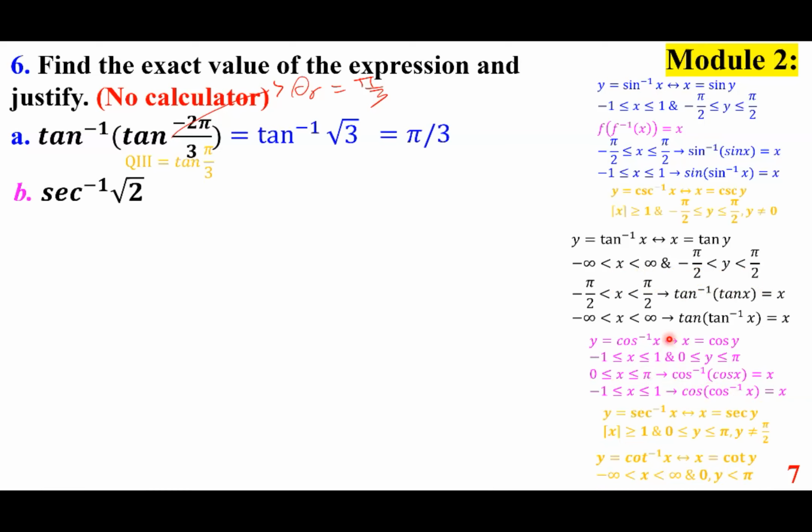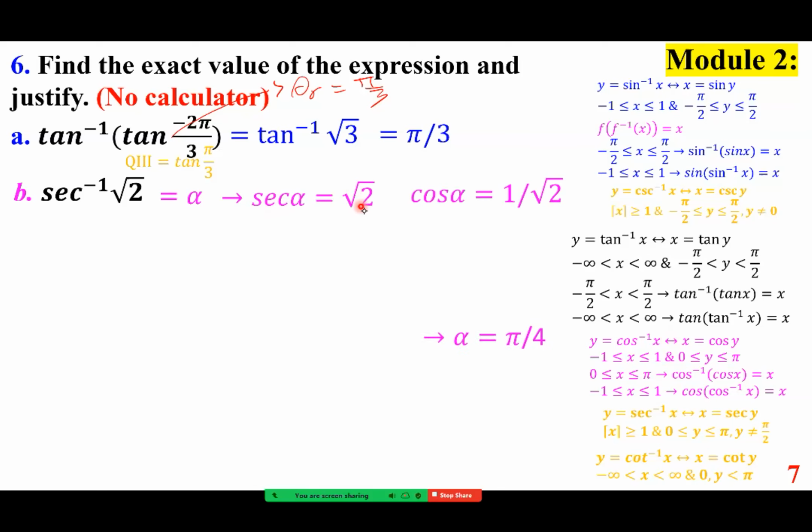Secant inverse of square root of 2, let's say we don't know that, we call it x, y, z, alpha, whatever you want to call it. By definition, secant of alpha is square root of 2. And so, because we are familiar with cosine, we're going to rewrite the reciprocal of this. So cosine of alpha is the reciprocal of that, 1 over square root of 2, which is the same as square root of 2 over 2.